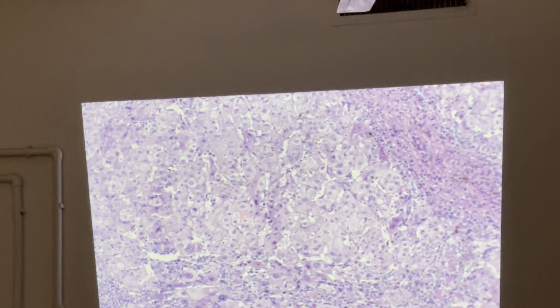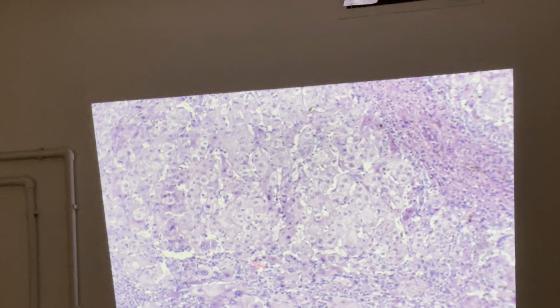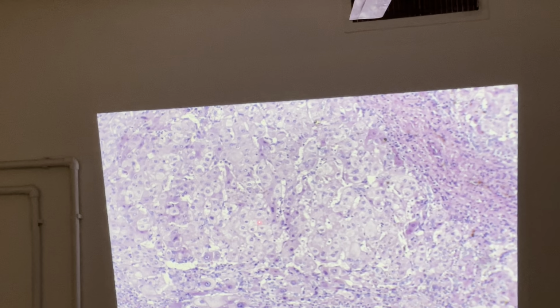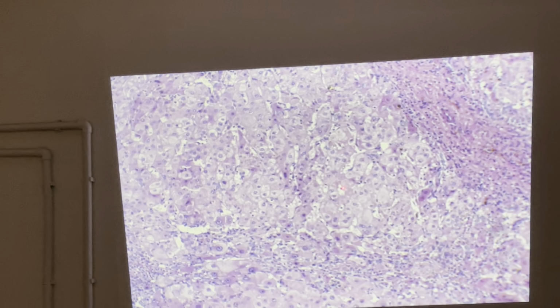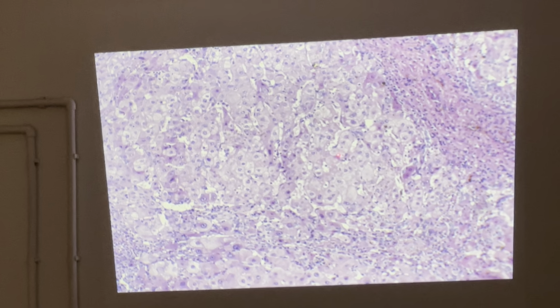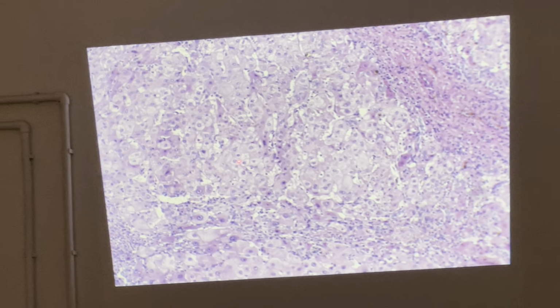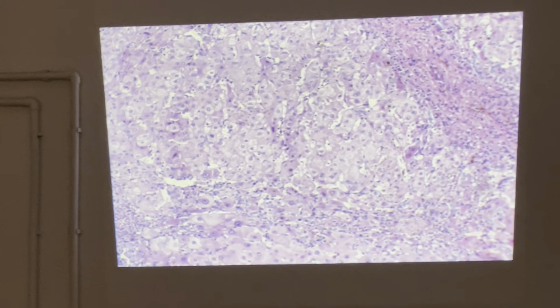Here we have a cell swelling. All of the hepatocytes, they have what? The large diameter, large size, but with pale coloration. Still, the nucleus remains normal. What about the diagnosis for this section?